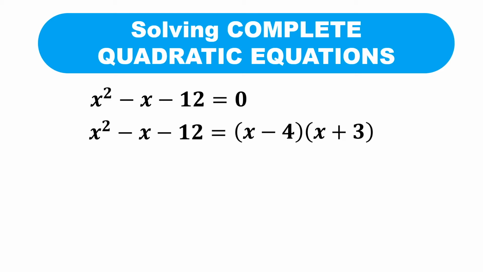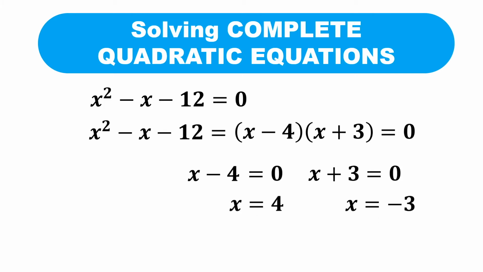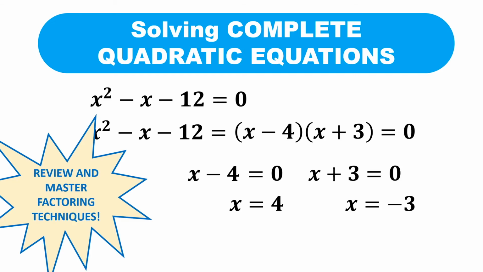Next, equate both linear factors to 0. Then, solve the two linear equations. Thus, the roots of the equation x squared minus x minus 12 is equal to 0 are 4 and negative 3. So, I suggest that you review and master the different techniques in factoring quadratic expressions.